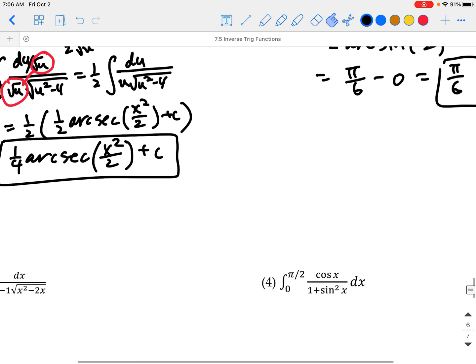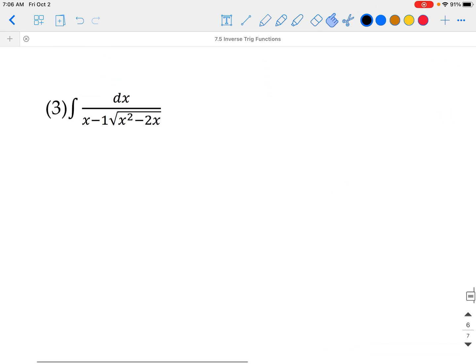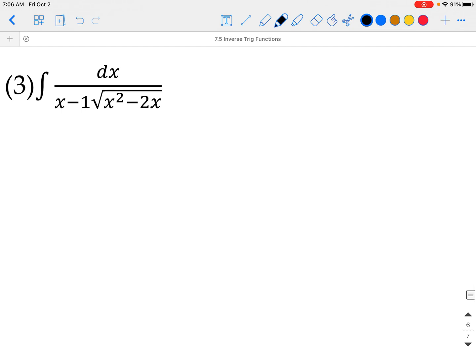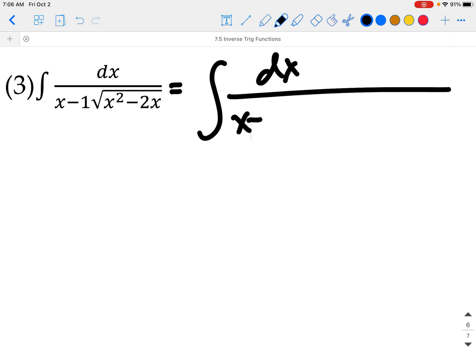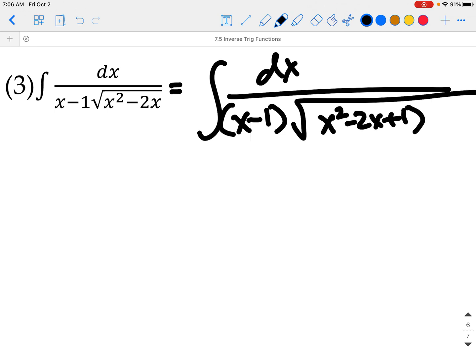Pi over 6 radians. For number 3, again, we've got this incomplete binomial that looks like it needs to be completed as a trinomial. So we're going to complete the square here, it looks like. So let's leave a bunch of space. So we've got x minus 1, and then we're going to have x squared minus 2x plus 1 minus 1. So this looks like it's going to be arcsecant.